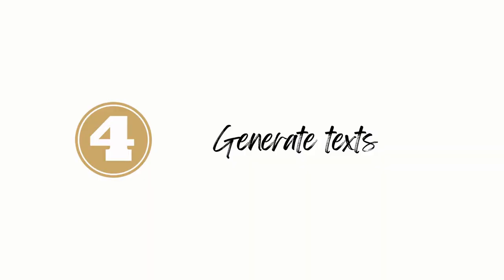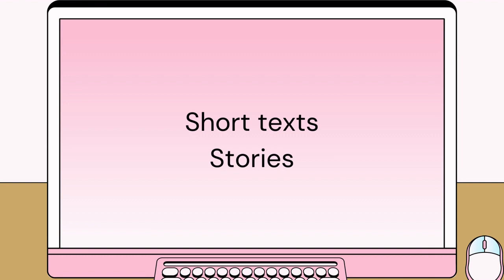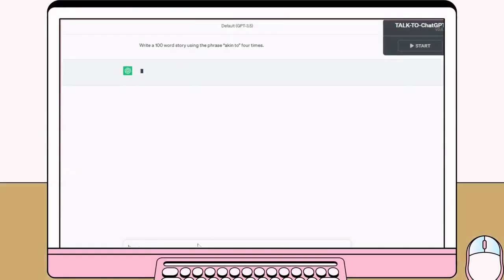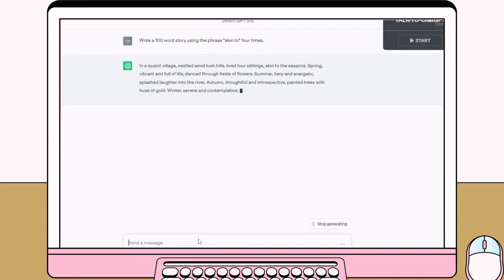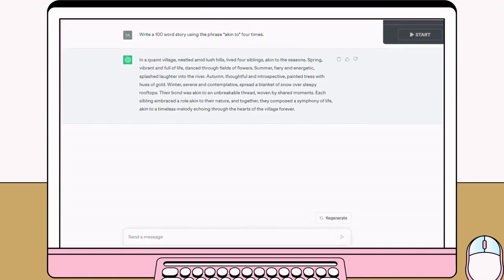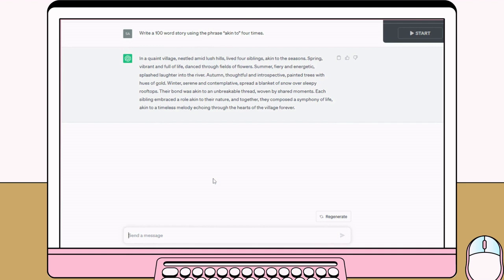Step 4. Generate texts. ChatGPT can also assist you in practicing and reinforcing your newly acquired vocabulary through the generation of short texts or stories based on a list of target words. Start with asking for a small text. Write a 100-word story using the phrase akin to 4 times.